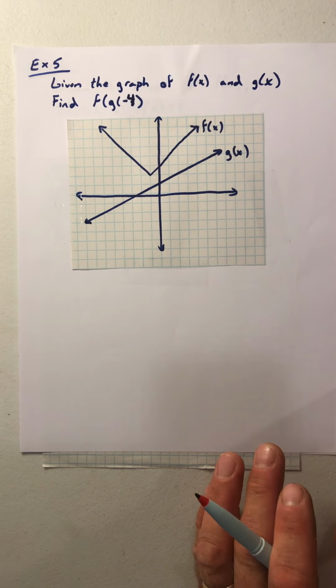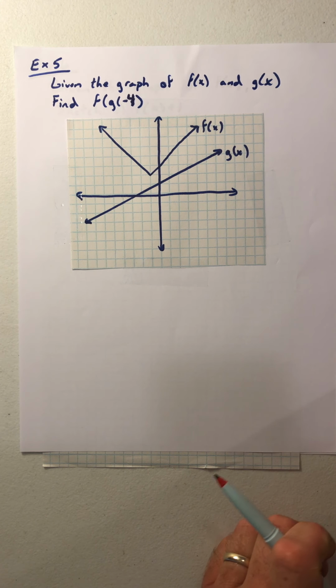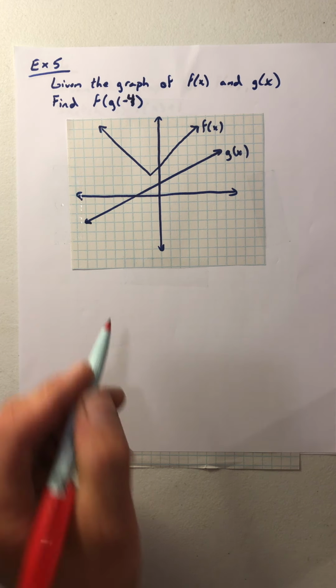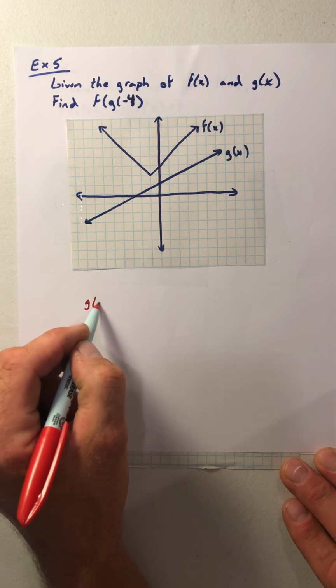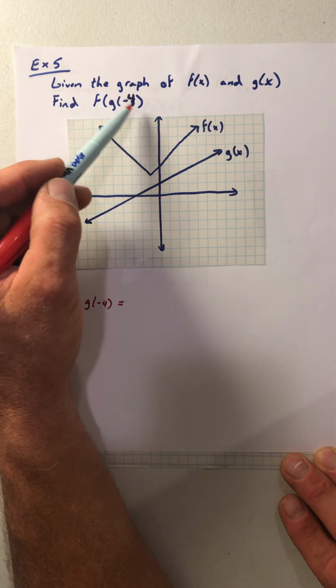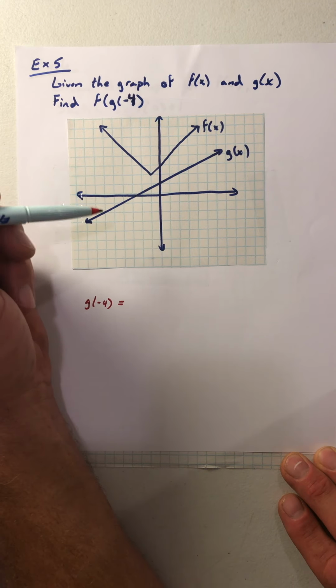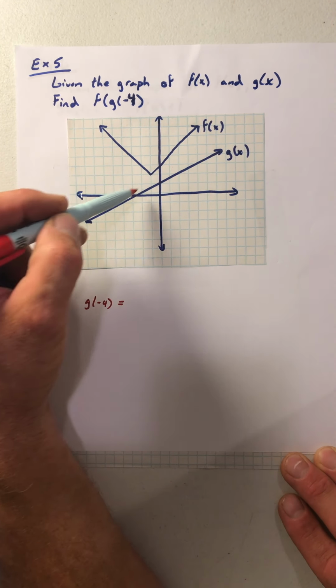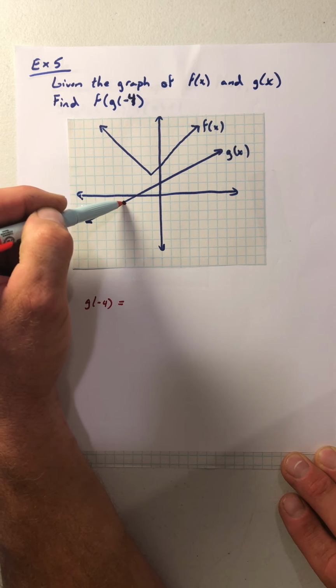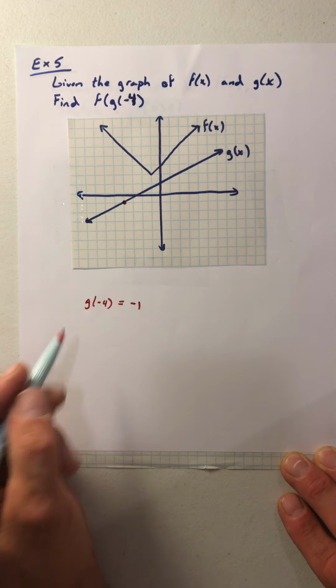Just a couple more examples here. Given the graph of f of x and g of x, can we find f of g of negative 4? So we ask ourselves, what is g of negative 4? Remember, with a composite function, we always start with the inside first, and then we work our way out. So g of negative 4, well, here's our g function. We go over here, 1, 2, 3, 4. G of negative 4 is negative 1.